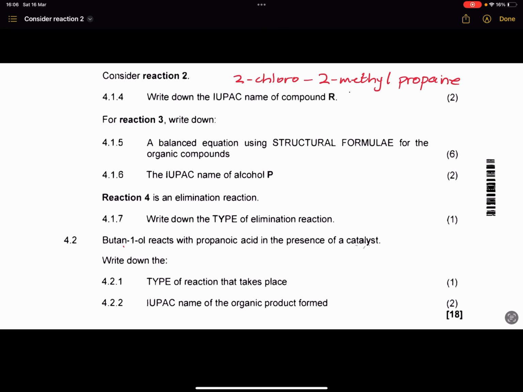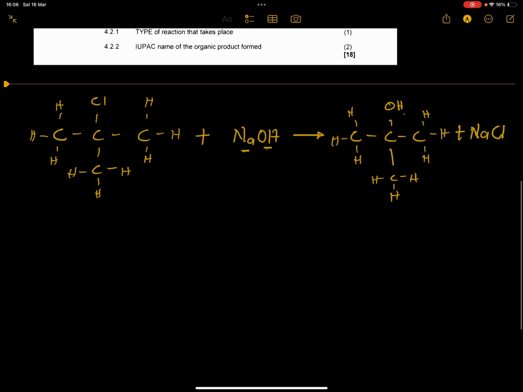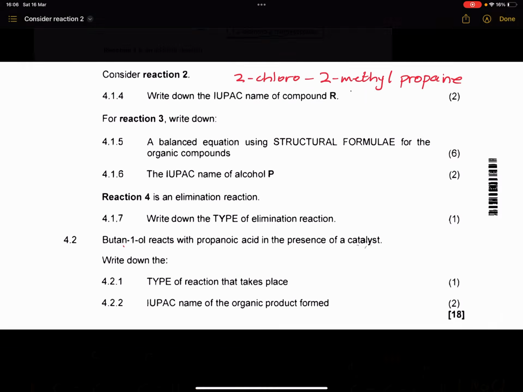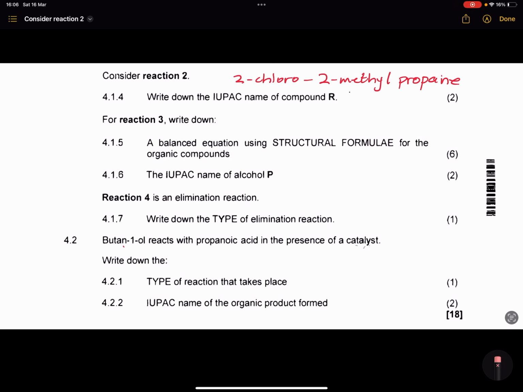They say the IUPAC name of the alcohol. Now note, we've got the hydroxide at carbon number 2, we've got a methyl group at carbon number 2. So this is going to be 2-methyl. The chain has got 3 carbons, so this is propan-2-ol. Okay, right. So that is what we formed there.